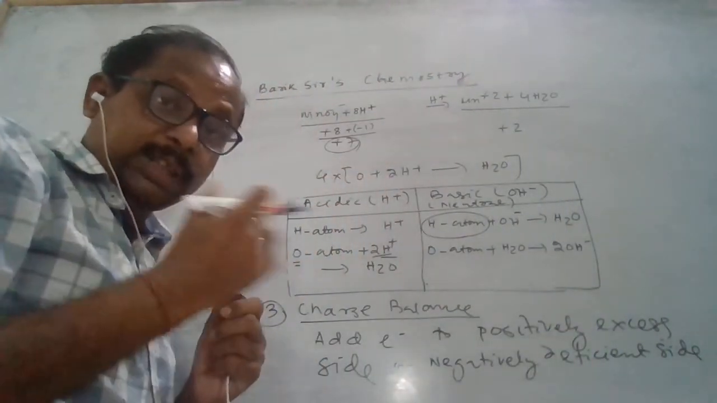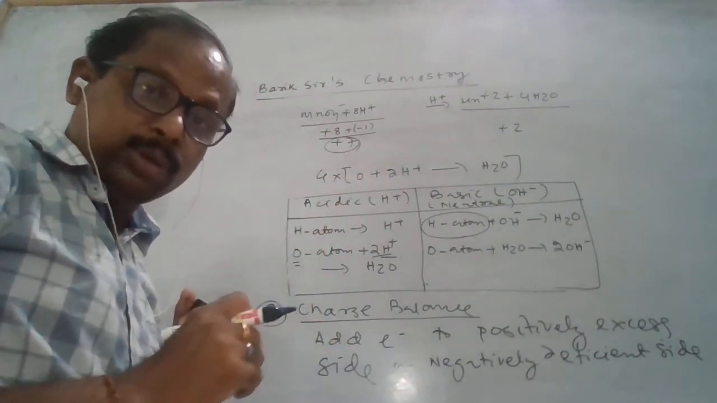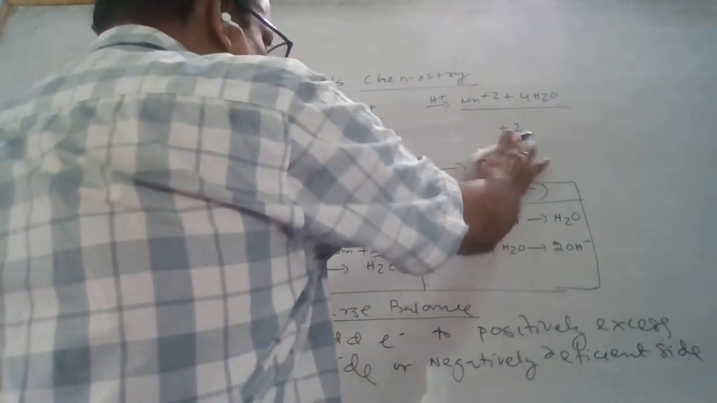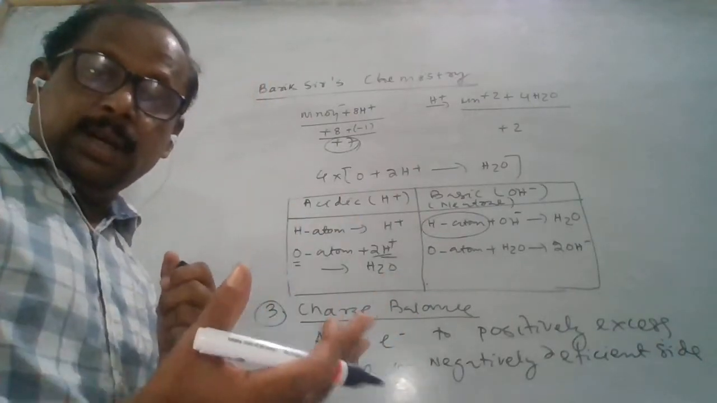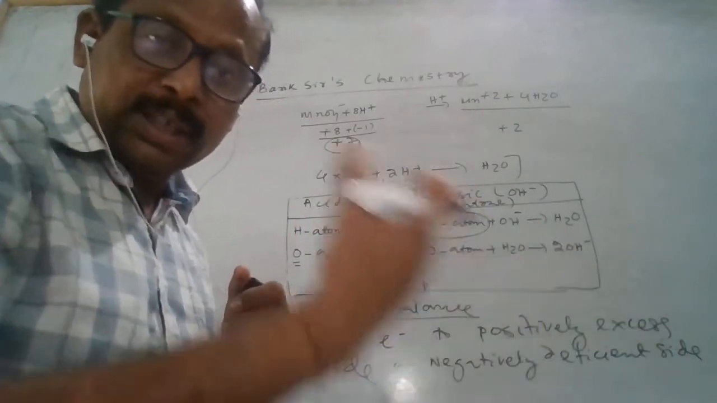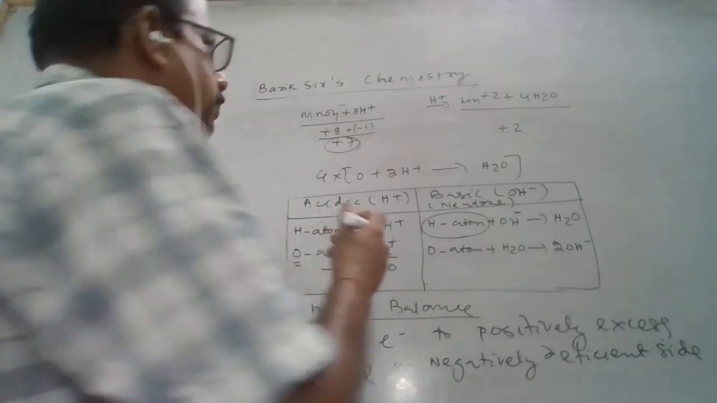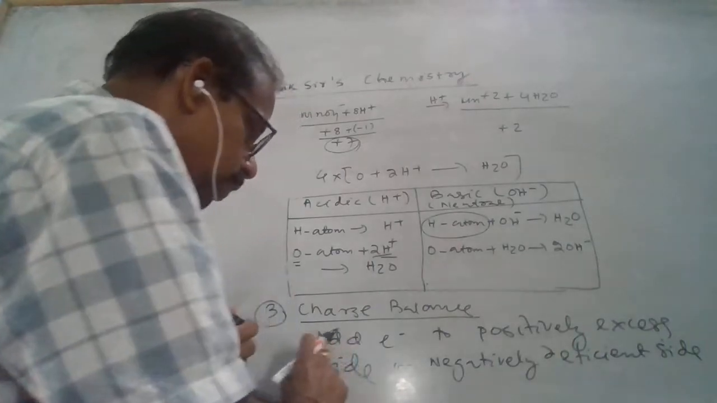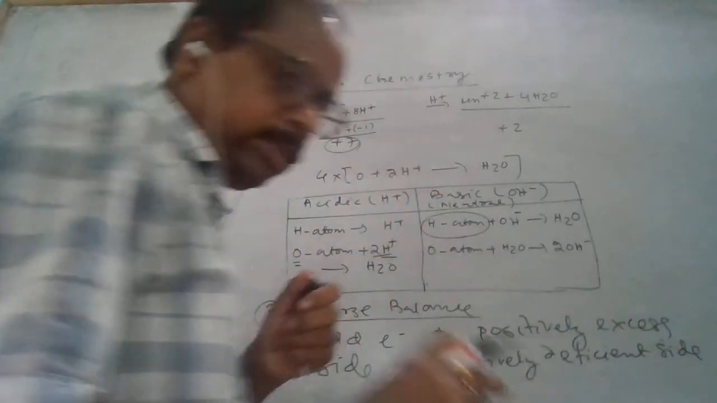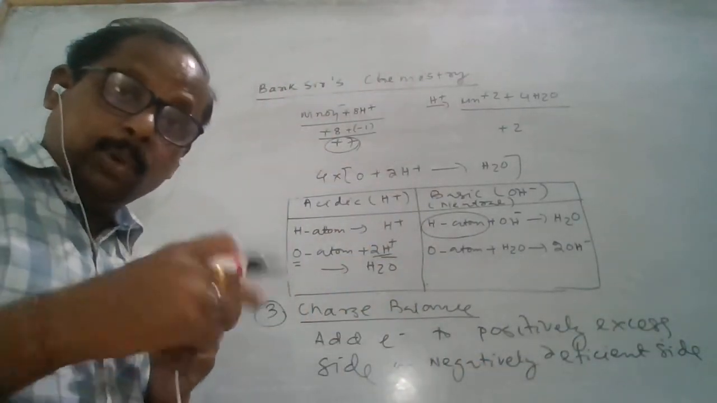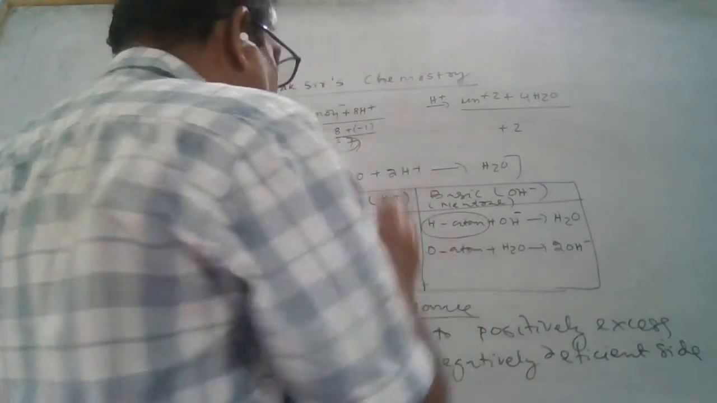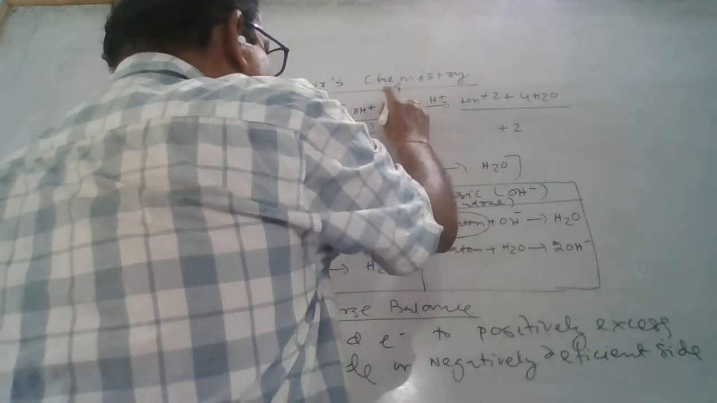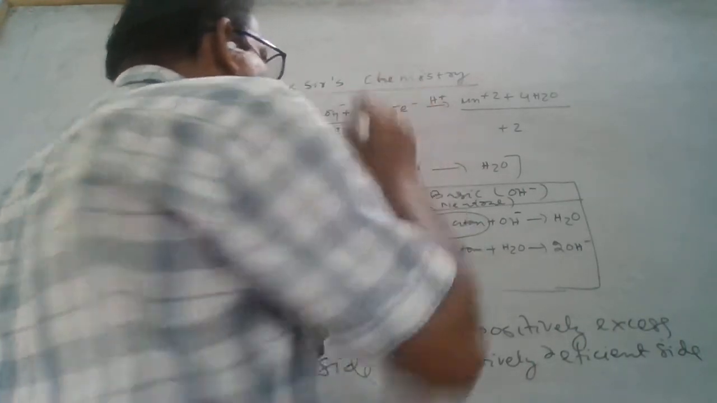So how to balance it? Which side is excess? That is very important, you have to know. This side is excess. This side is plus 7, this side is plus 2. So there are 5 extra positive charges. Clear? Our concept is you have to add electron to the positively excess side. Positively excess side means this side. How much we have to add? We have to add 5 electrons.